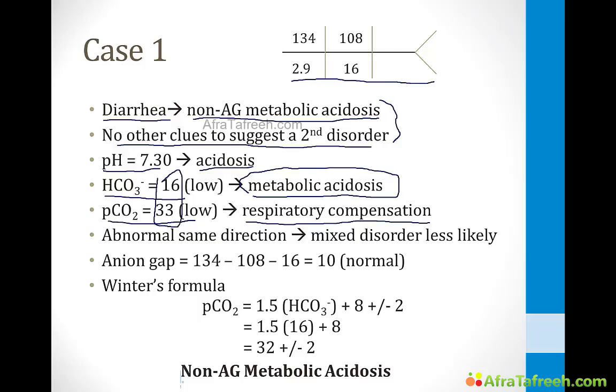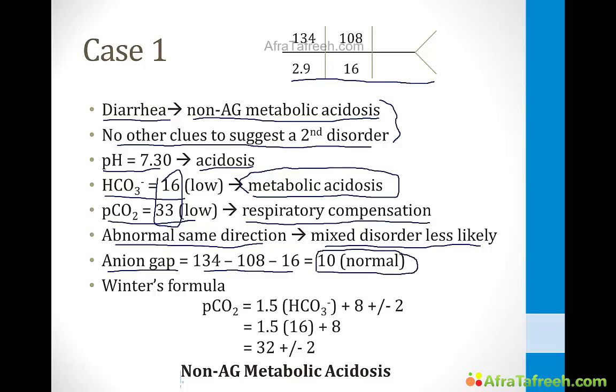Because when you have a mixed respiratory and metabolic disorder, the numbers go in the opposite direction. For example, a low bicarb and a high PCO2 or vice versa. So here both numbers are abnormal in the same direction, they're both low, so a mixed disorder is unlikely. We check the anion gap because anytime you have a metabolic acidosis, you have to check the anion gap, and it's 134 minus 108 minus 16, which is 10, and that's normal. Normal is less than 12.